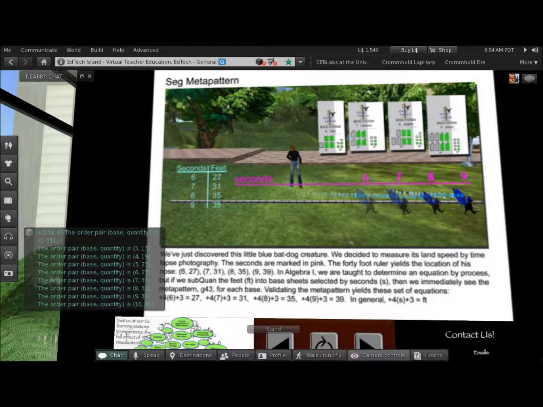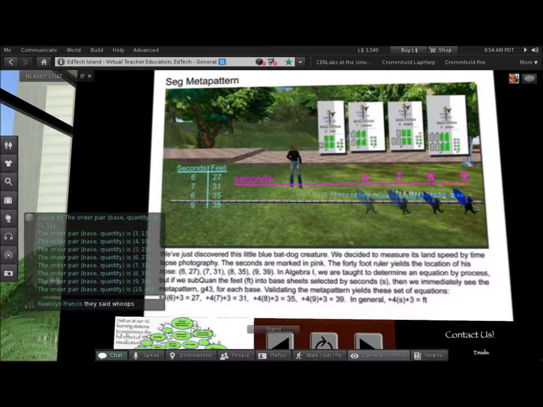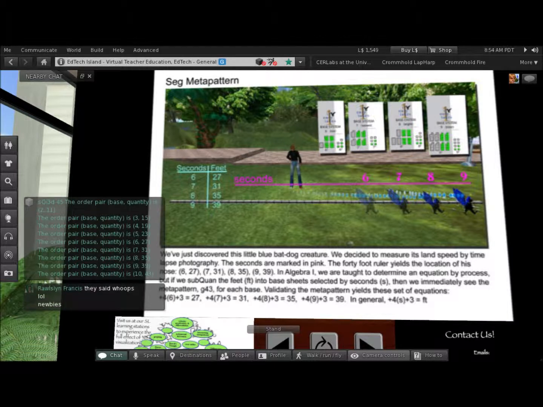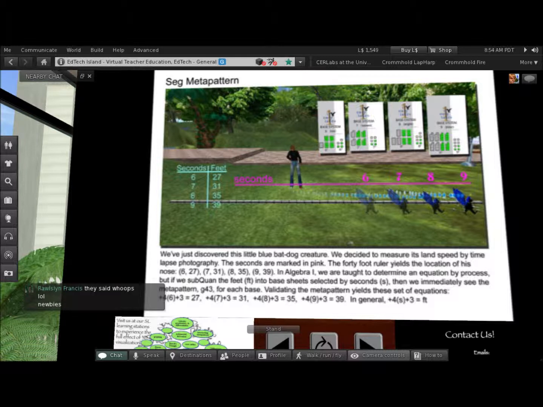We took that data and threw it into these base sheets, and you can see the meta pattern that it throws out. So in base 6, it ends up being 4 sixes and 3 ones. It's a little far away to see here, but it's the same thing that we were seeing on the placemats that Cooper just showed. And it's the same pattern, 4 3, 4 3, 4 3, which ends up being your 4x plus 3. And in this case, 4 times whatever seconds, so it would be 4s plus 3.